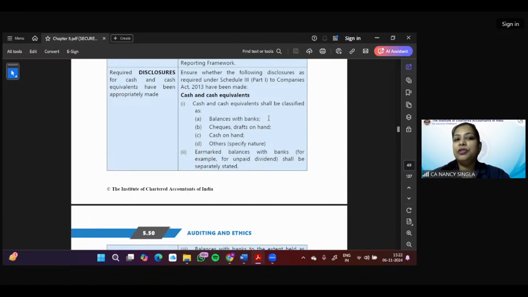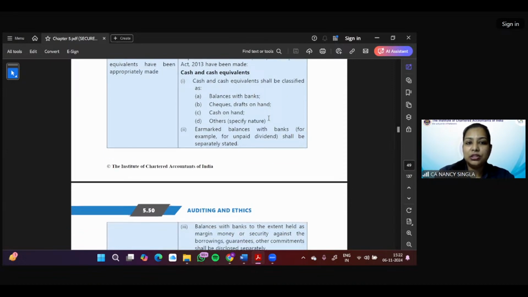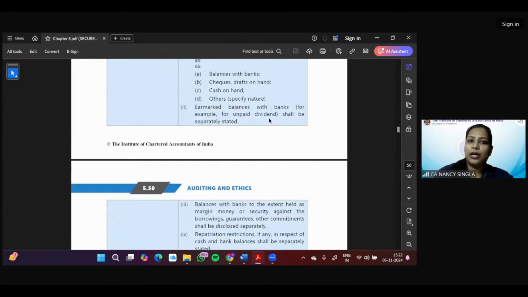So again, the language will be what? Ensure whether the following disclosure. So you will write that the auditor will ensure whether the following disclosures as required by Schedule 3, Part 1 to the Companies Act 2013 have been made. And what are those disclosure requirements? See, students, there is nothing for me as such to explain in this cash and cash equivalents. So learning here will be required, right?